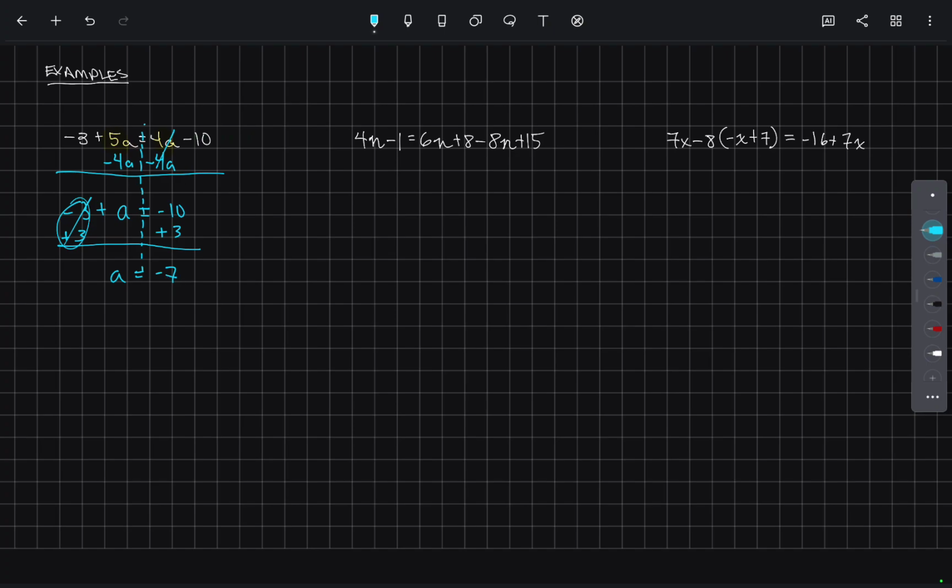Definitely encourage you to put the answer that you have for A back into the original problem and simplify both sides. Solve both sides, and if they're equal, then you know your answer is correct.